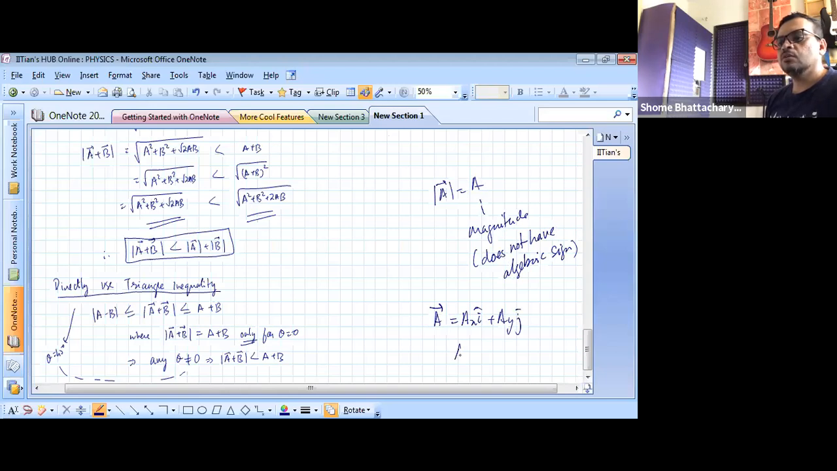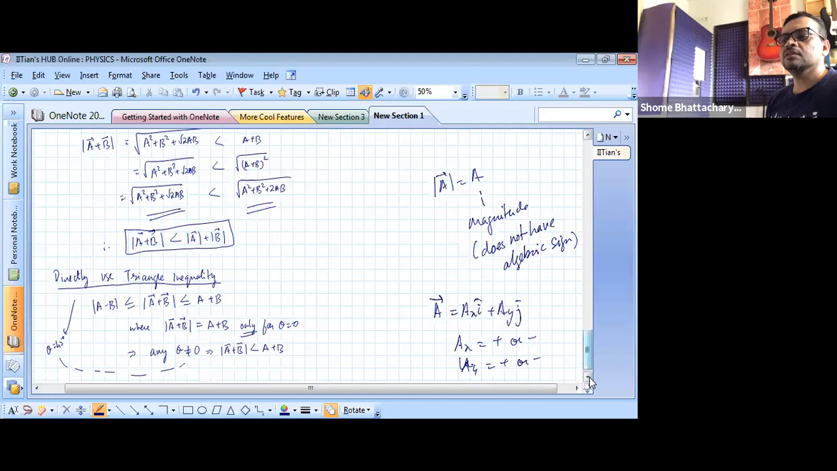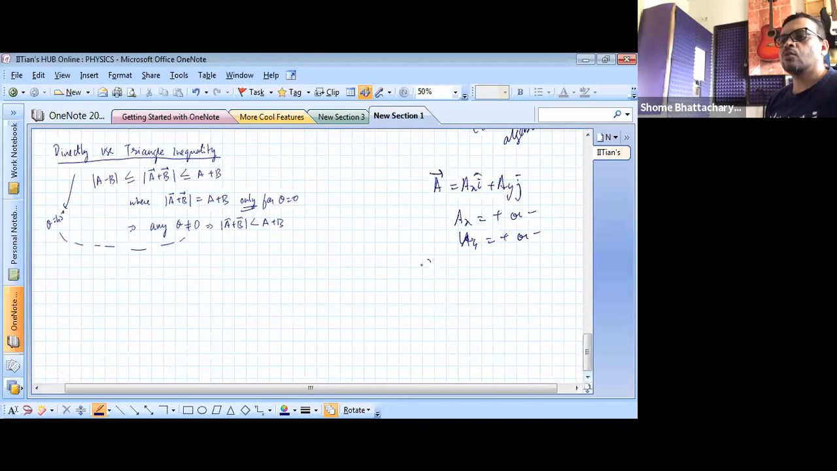this. Now ax can be positive or negative. Ay can be positive or negative. So components of a vector can be positive or negative. Okay? Components have plus or minus sign both, or can be 0 also for that matter.